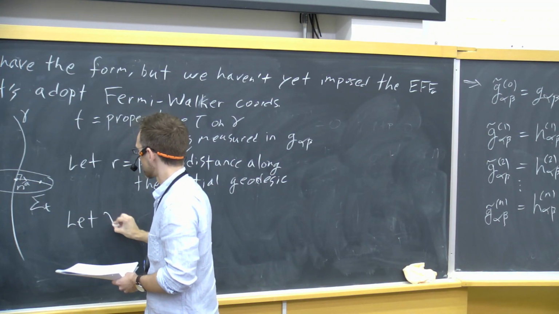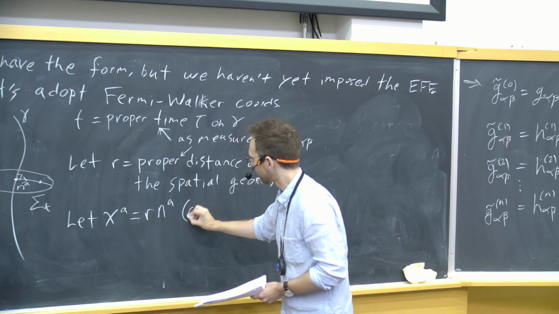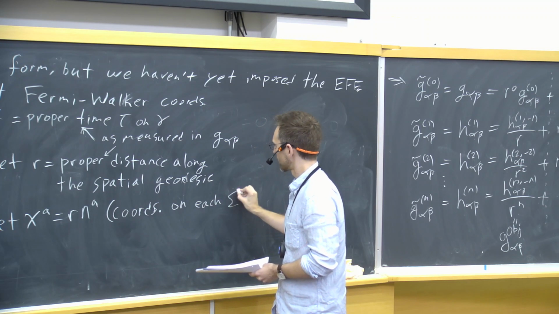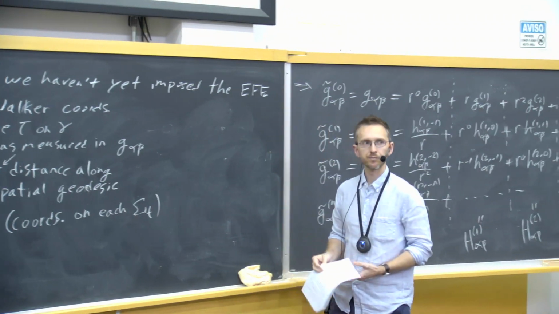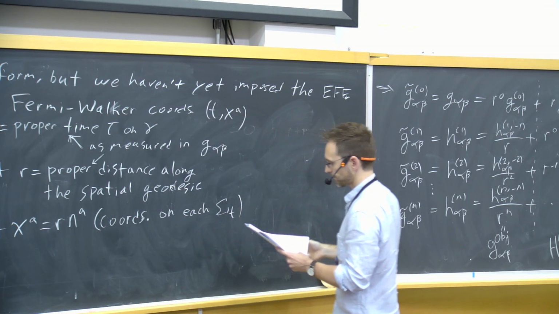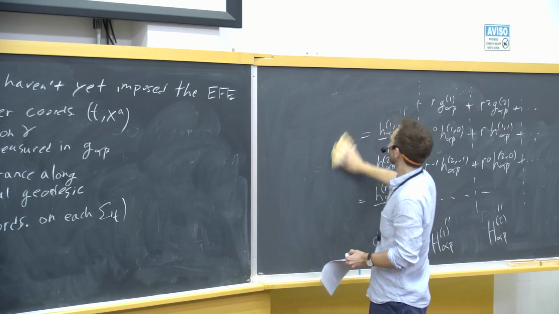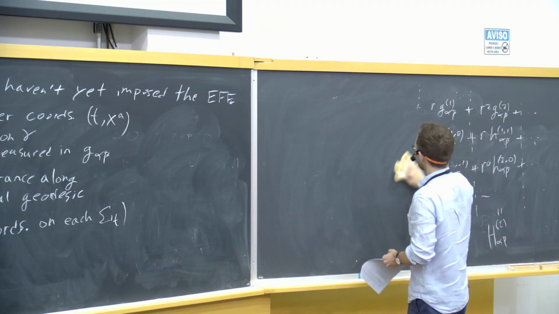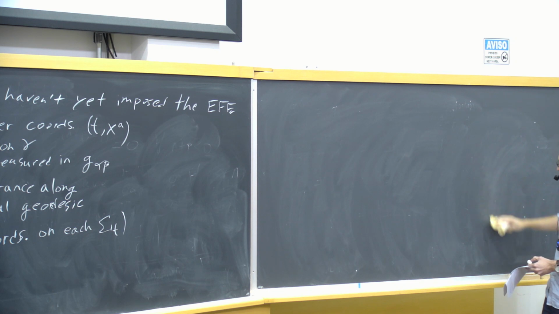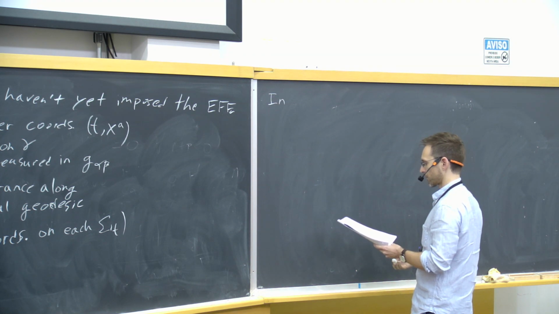And now let x^a be r times n^a. So these define coordinates on each of these planes sigma_t. So these Fermi-Walker coordinates are then (t, x^a). You've more likely, if at all, encountered coordinates of these types for geodesics gamma, not for accelerated world lines gamma. And so the acceleration will play an important role here.